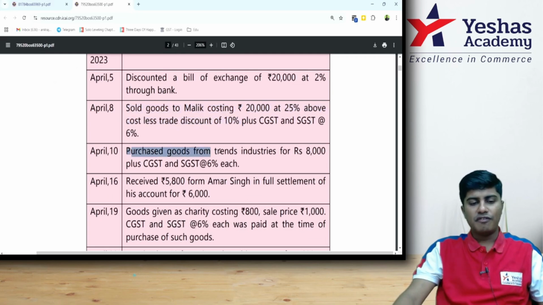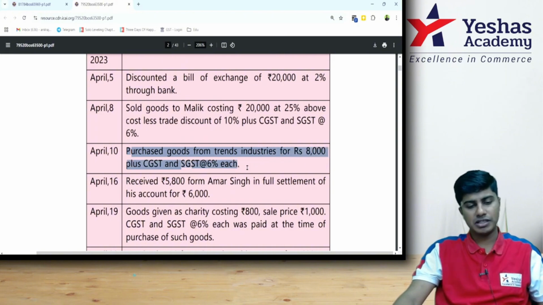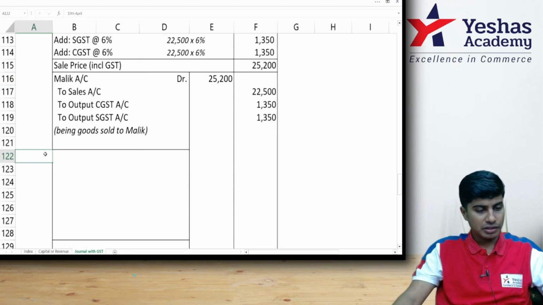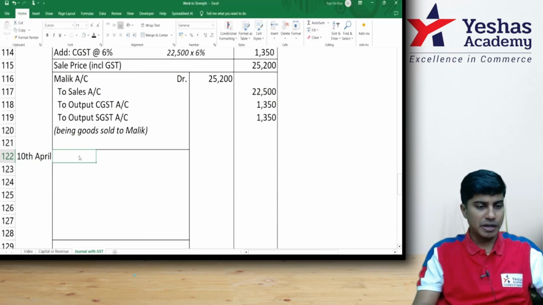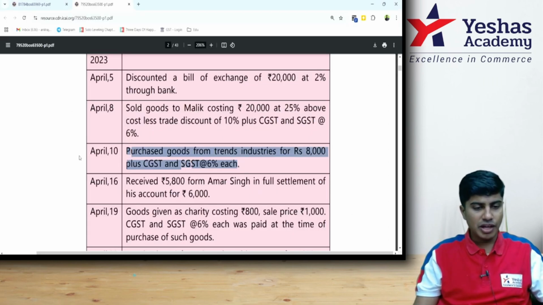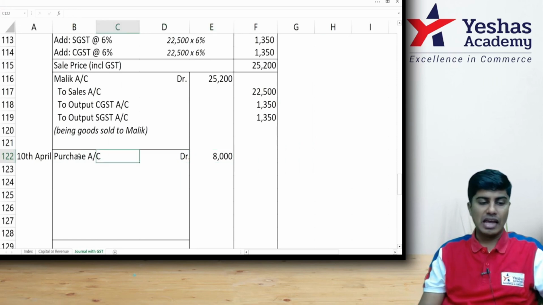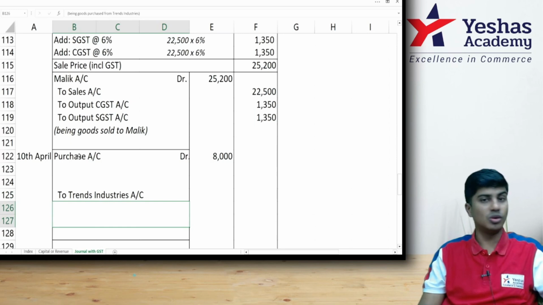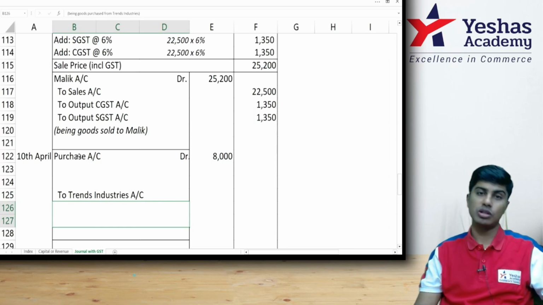Purchased goods from Trends Industries for rupees 8,000 plus CGST and SGST 6%. So we purchased goods on April 10th. When we purchase goods, I will debit purchase account. The value of the inventory is 8,000. And am I supposed to pay Trend Industries only 8,000? No, no, no. I'm supposed to pay them GST also on this.